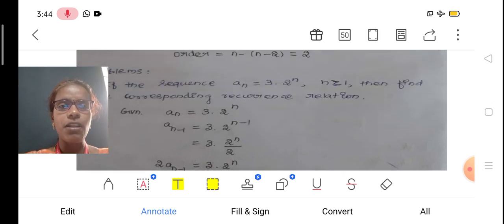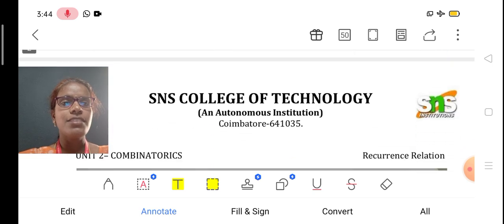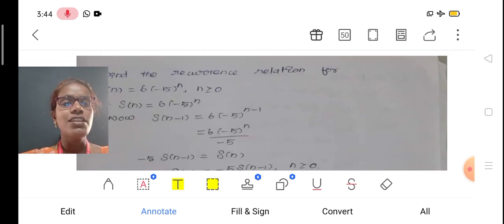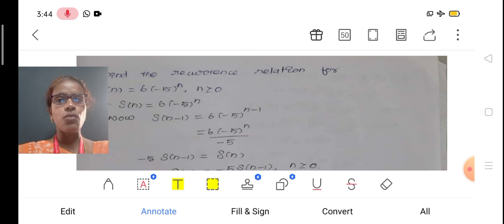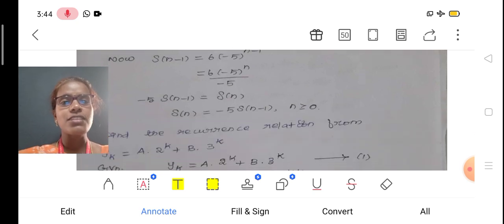Next we have the relation s(n) equal to 6 times (minus 5) the whole power n. Now replace n as n minus 1 on both sides. We get the relation s(n) equal to minus 5 times s(n minus 1), n greater than or equal to 0.